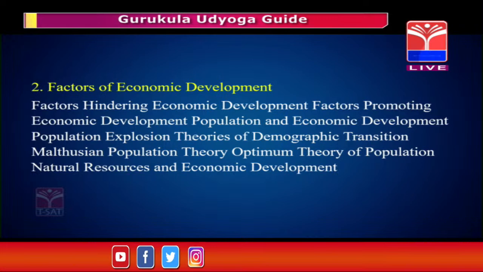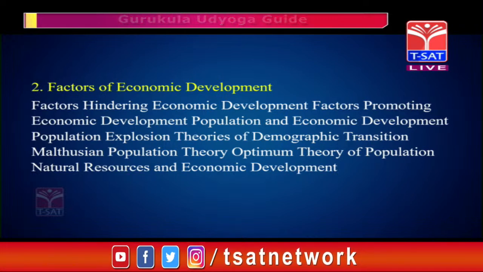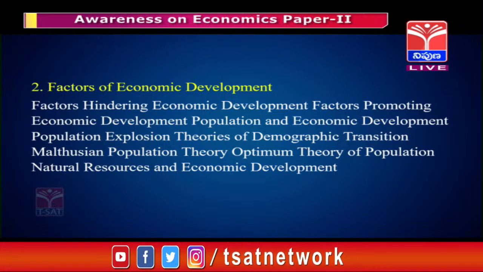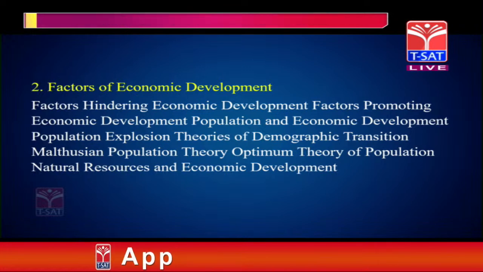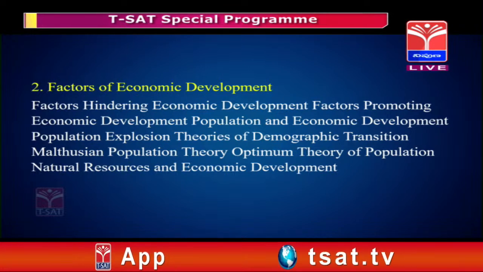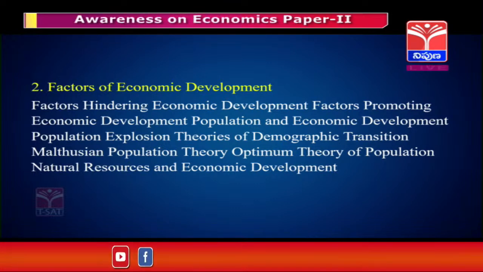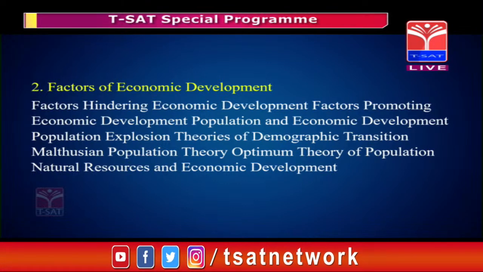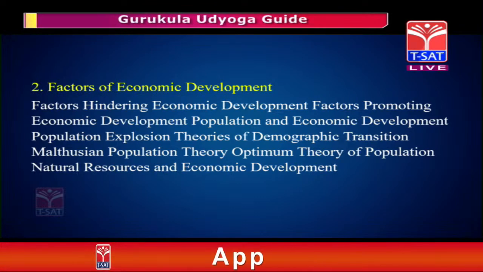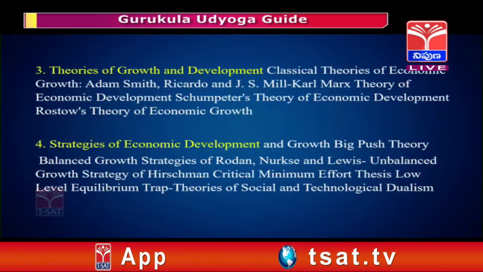The basic proposition of the Malthusian theory of population is that food supply increases at an arithmetic rate, but population growth increases at a geometric progression, which means that the growth of food in the economy is not sufficient to meet the requirements of the growing population. And he also speaks about the impact of natural resources and economic development on population.